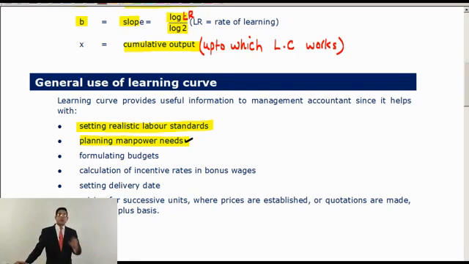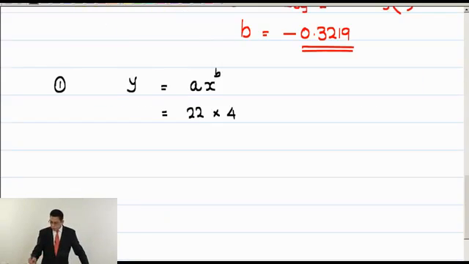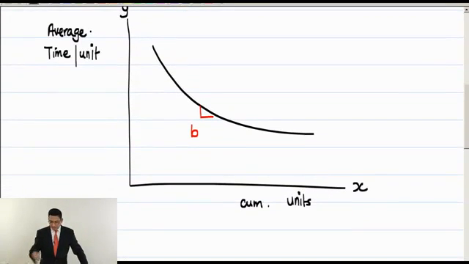Meaning x is the number of units up to which learning can work, meaning time reduction is possible. And after the x value, there is no more learning. Okay, there is no more learning. And if I take you back to the graph, for example, here is the stage where there is no more learning. And after this point, a steady state occurs.